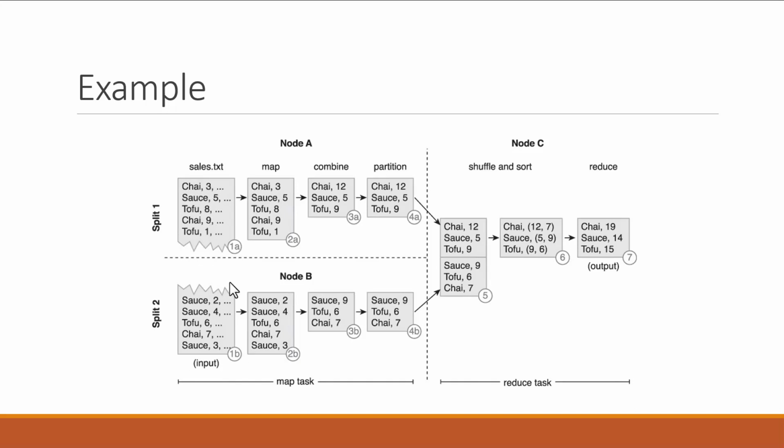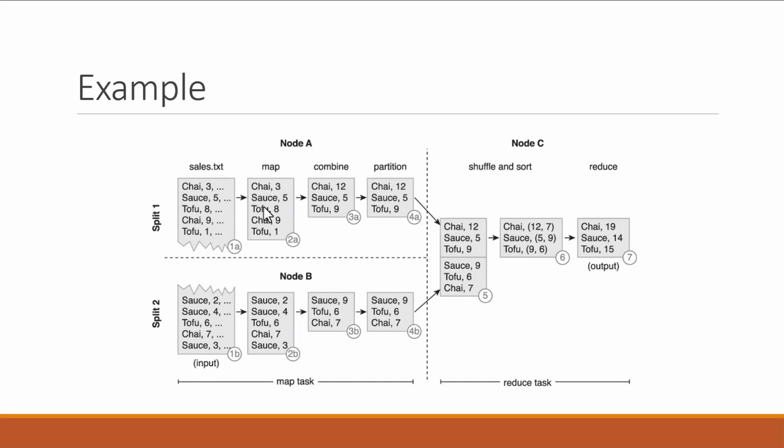So this is the input file. The first step in this process is actually going through the mapping phase, to identify the keys and the values associated with those keys. So we notice that the first line of our sales.txt file is a sale for chai tea, and there were 3 units sold. So we're going to go ahead and create a key, chai, and then 3 is the value associated with that key. That's the number of units that were actually sold.